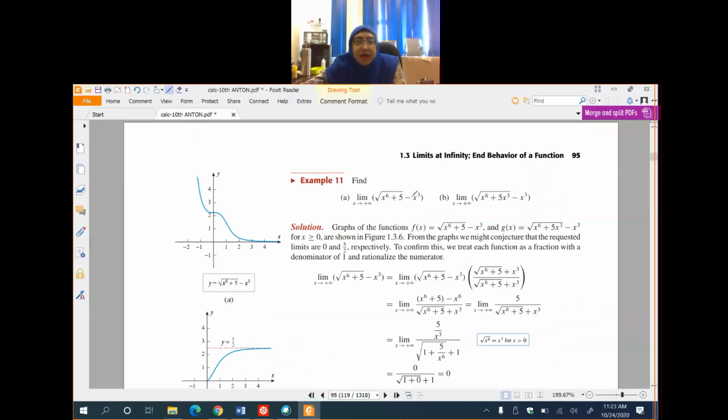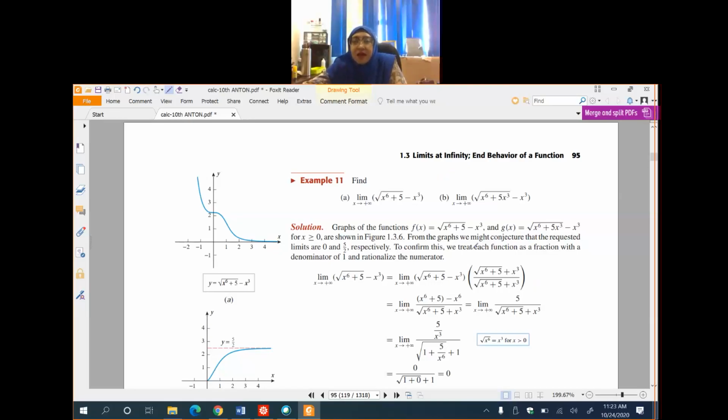Okay, now example 11. For example 11, limit x tends to plus infinity, square root of x to the power of 6 plus 5 minus x to the power of 3. Okay, so in order to cancel out the radical sign, you have to multiply with the conjugate. I hope you still remember the conjugate.